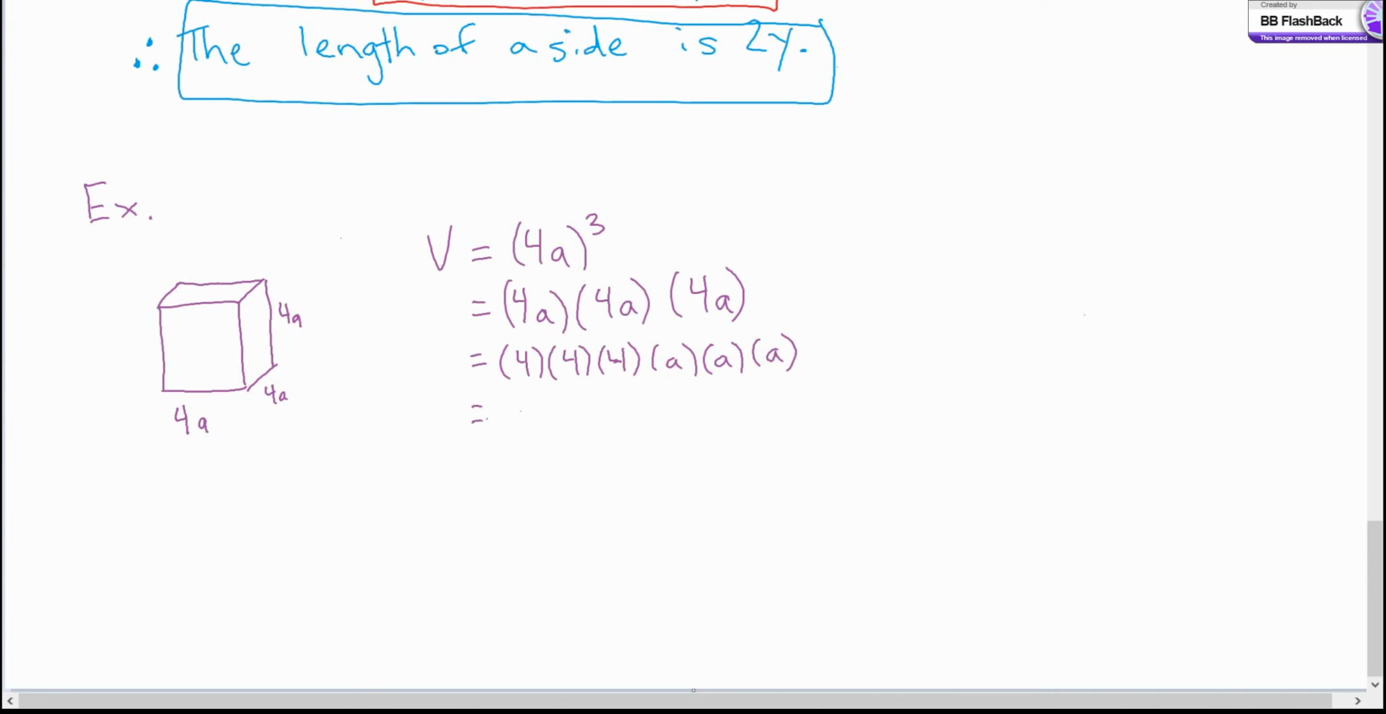That looks pretty messy, doesn't it? This is really 4 cubed, and that is really a cubed. Well, we can do something with this 4 cubed. We can do 4 times 4 times 4. Oh my goodness, can you do that in your head? 4 times 4 is 16. 16 times 4. I think it's 64, but I like to write it out just to be sure. Okay, so it is 64.